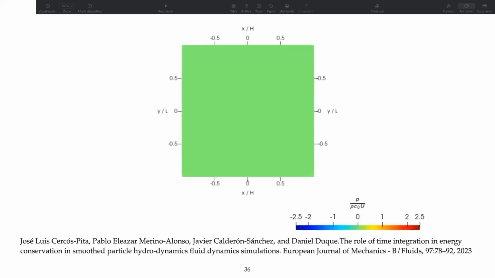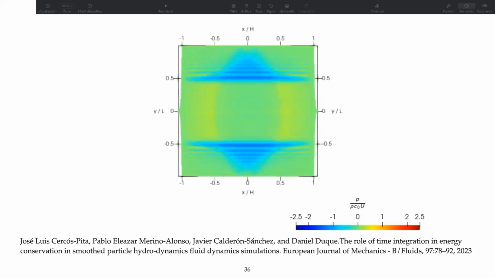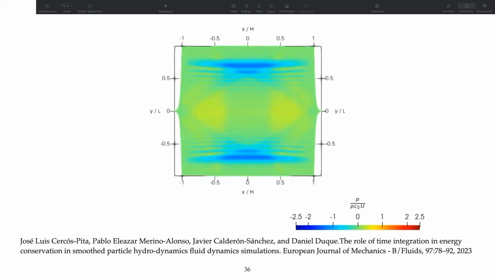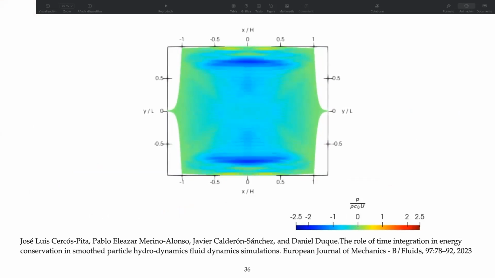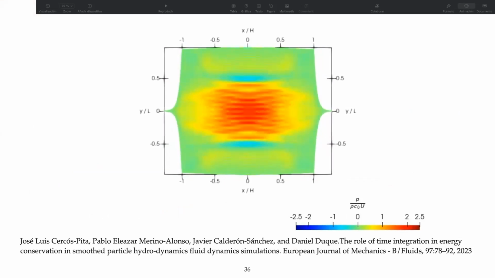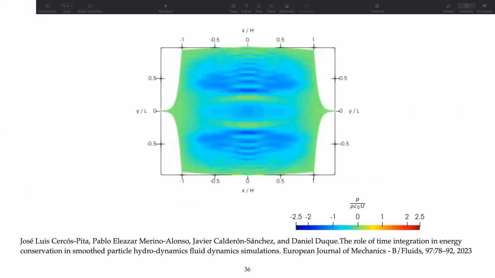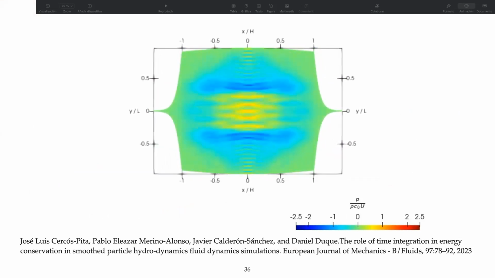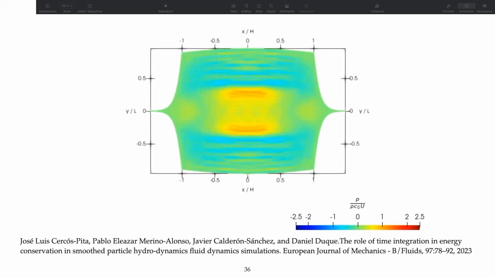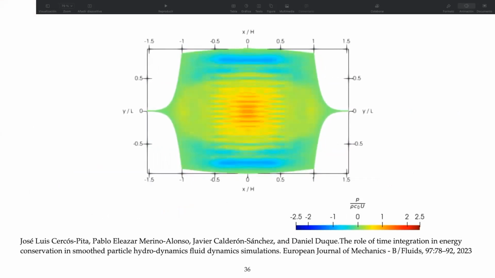Okay, now let's discuss a different problem. Here you see a simulation that has been generated using a quantity SPH. So this is a frontal jet impact generating a shock wave. It has been generated using a discrete version of the Euler equation. So there is no diffusion in this problem.